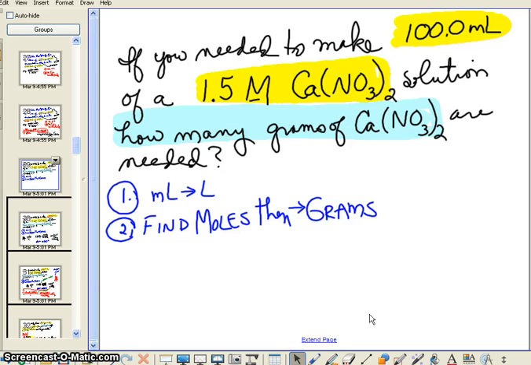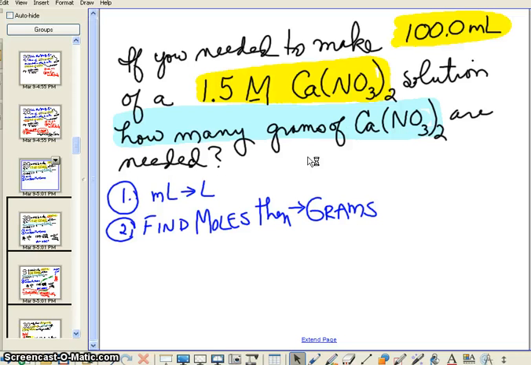So, second example of the problem. Now, in this case, we need to make 100 milliliters of a 1.5 molar solution of calcium nitrate. How many grams of calcium nitrate are needed? This is the most common problem that my lab assistants and I solve in preparing for your labs.